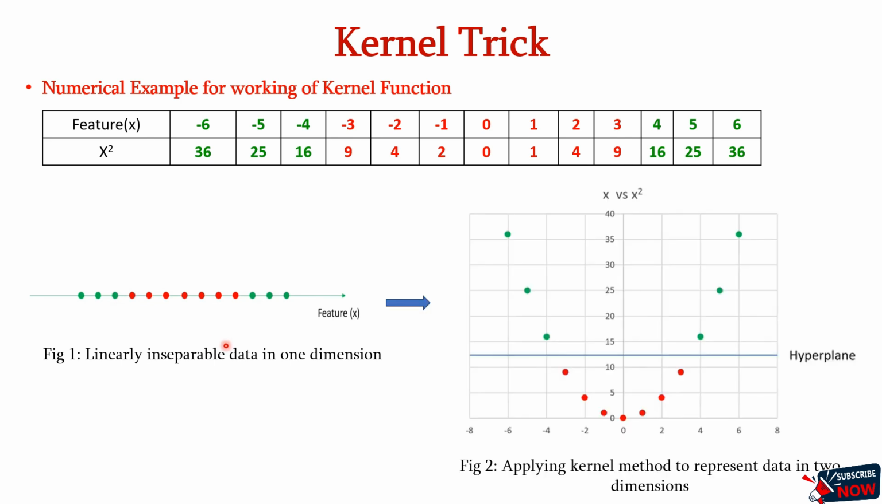So we can transform this into a higher dimensional space by using the kernel function. So we can square the feature x. So if we square it, we have 36 here. So 6 can be expressed as 36 and then 25, followed by it we have 16, then 9, 4, 1 and 0, and this side we have 1 to 36. So from this diagram we can clearly see that the green points are separated from the red points. So we can easily draw the hyperplane in this higher dimensional space. So thus applying the kernel method to represent the data in 2 dimensions is advantageous than in 1 dimension. So thus we have seen about the kernel trick in this lecture.